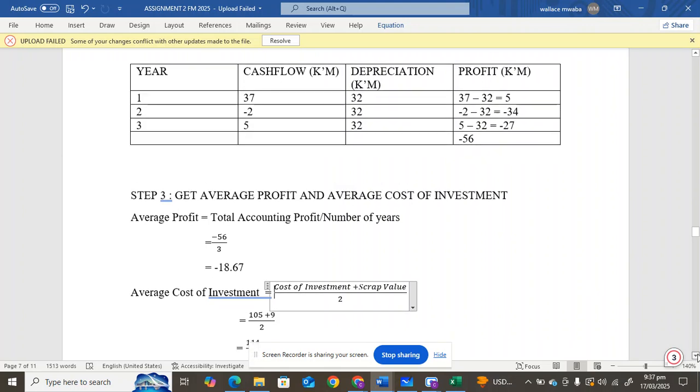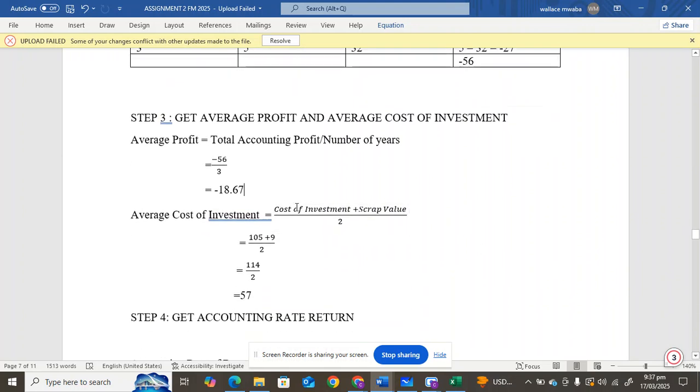This is the formula for average cost of investment: the cost of the investment plus the scrap value or residual value, divided by 2. So the cost of the investment, 105. The residual value or the scrap value, 9 million. We divide by 2. So you're going to say 105 plus 9, 114. 114 divided by 2, that is 57 million. Remember all of these figures are in millions.